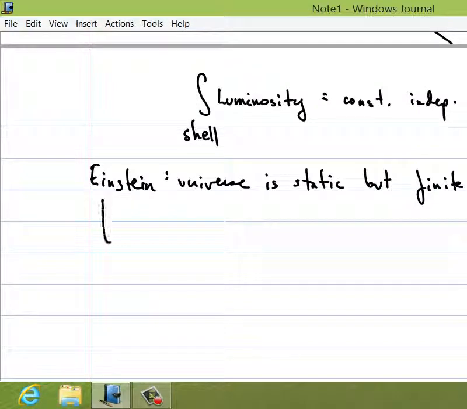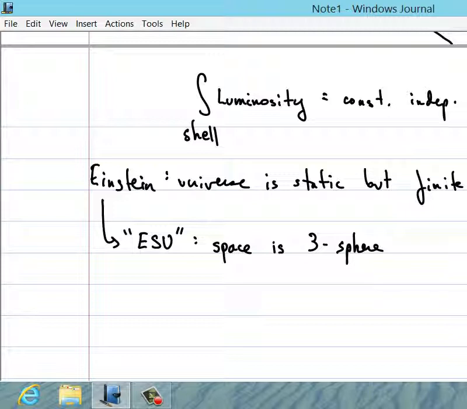So he proposed what has now become known as the Einstein static universe, or ESU. He proposed that space is actually not infinite flat three-dimensional space, but rather that space is a three-dimensional hypersphere. Just as a circle is a one-dimensional sphere, and what we usually think of as a sphere is a sphere in 2 dimensions, Einstein proposed that space looks like the 3-dimensional version of that geometry.